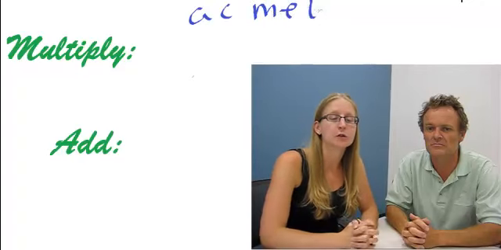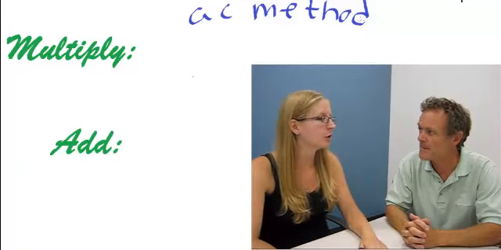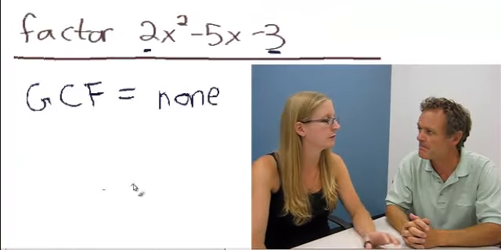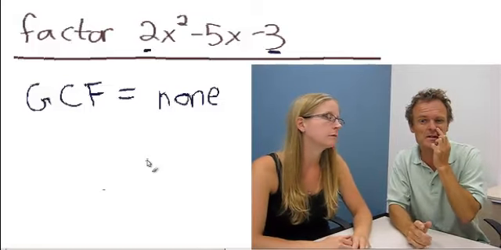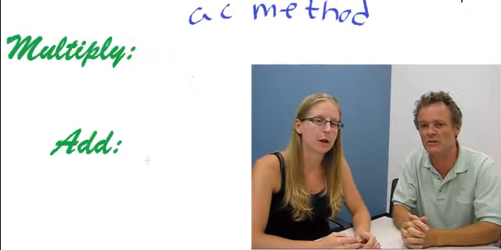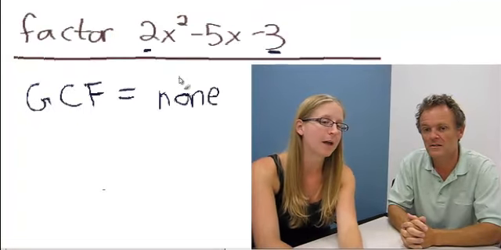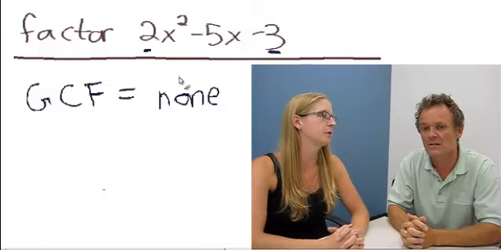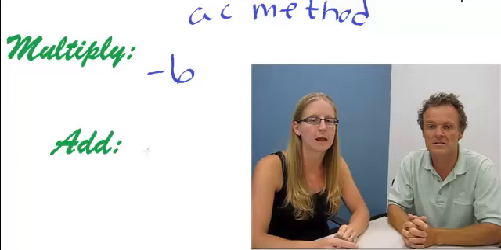Part of the AC method is that we look at the original question: the first term and the last term. That's the AC. The first term was 2x squared, the last term was negative 3. Look at those coefficients: 2 times negative 3 gives negative 6. What we want are two numbers that multiply to negative 6 and add to the middle term, negative 5.